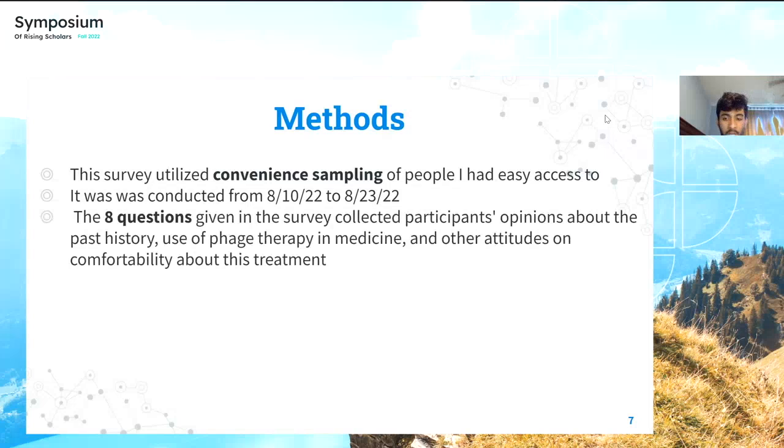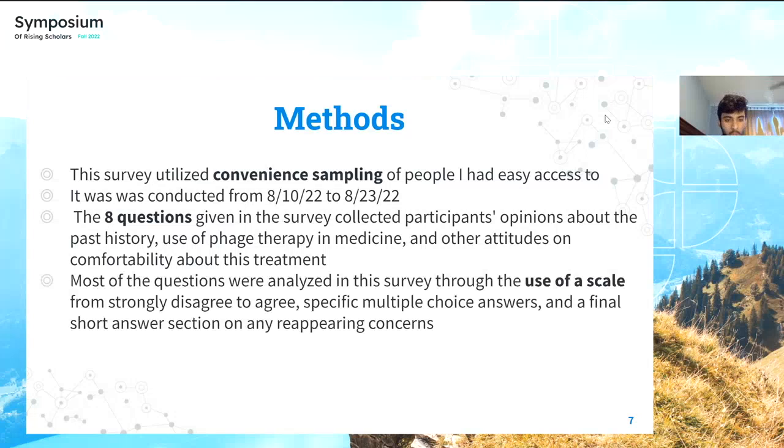There were 8 main questions on this survey relating to the history of phage therapy, its uses in medicine, and other attitudes and issues on comfortability about it. For the most part there were some short answer questions for any outlying concerns, but mostly it was a scale ranging from strongly agree to strongly disagree, specific multiple choice answers, and, like I said, a short answer section on any reoccurring concerns.